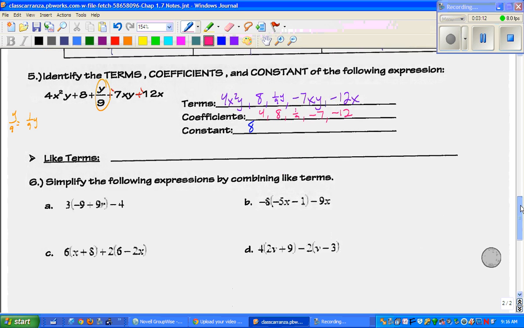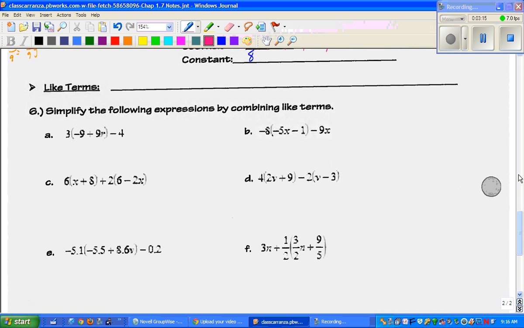Hopefully it was good. Now, let's move on to like terms. Like terms must have the same variable and the same exponent. Okay? Key thing, and it's got to be both the variable and the exponent.